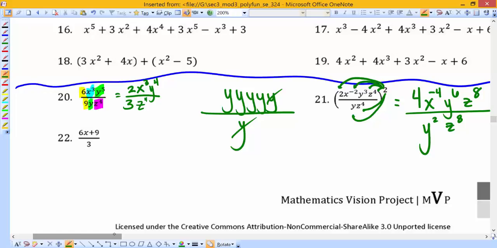On 22, you need to factor first. You're going to factor just the top. Or maybe you're looking at that and thinking, I don't understand how to factor that, I don't remember how to factor that. All of these have a 3, so I can divide by 3. So if you divide every term by 3, then you guys will get your answer. You can also separate this as 6x over 3 plus 9 over 3. And then you'll have your answer there.